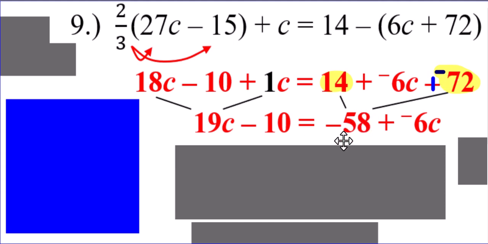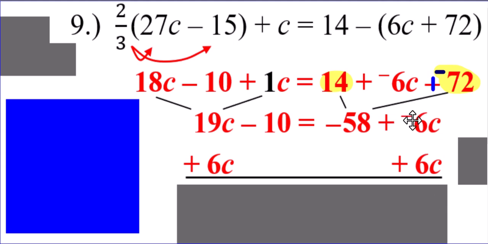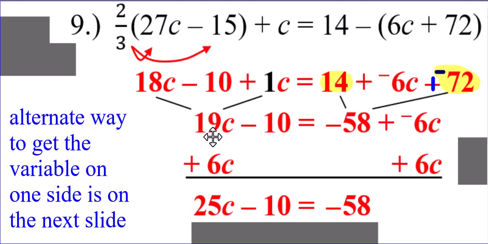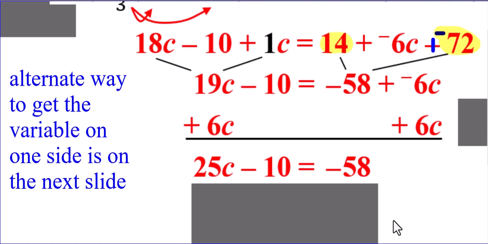And if you now realize you goofed that part up, feel free to hit pause, fix whatever work you've got to fix. Okay. If you're good to go, let's keep going. I'm going to eliminate the variable from the right side, so I'm going to add my positive 6c on both sides, giving me 25c. I like having a positive coefficient, 25c minus 10. For those of you who did it the other way, where you added by negative 19c, I will show that on the next slide. Feel free to fast forward to that part if you did it that alternate way.